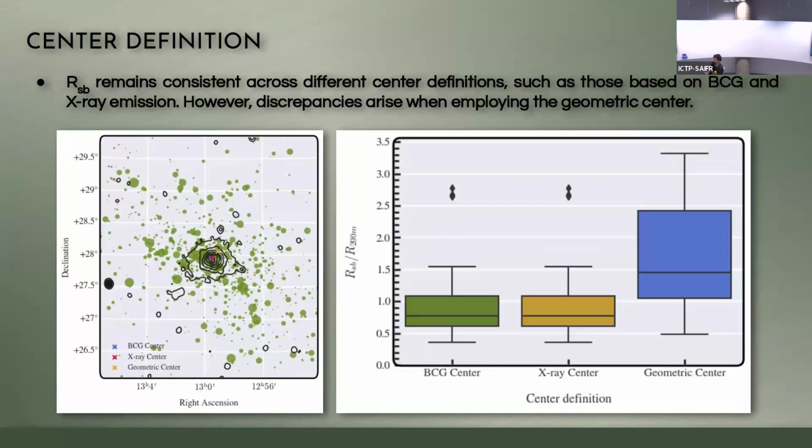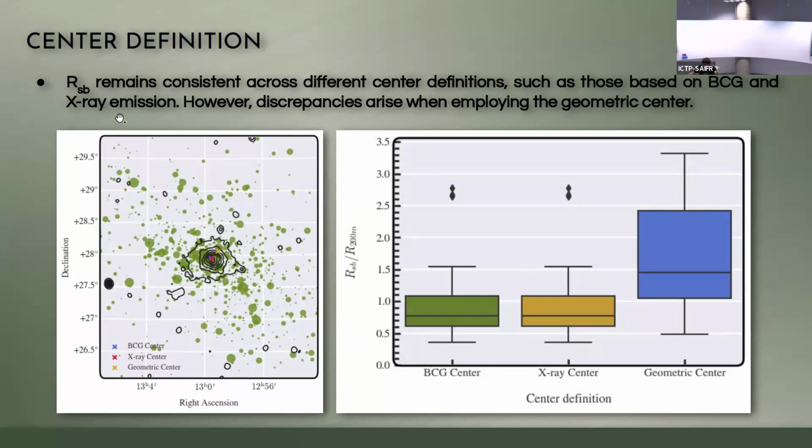Now the center definition. I have to define the center of the cluster, and we have a lot of different ways to do that. The first and most common is the BCG, the brightest cluster galaxy. We also have a geometric center: we can take a median or a mean of all positions of galaxies inside the cluster. And sometimes you have the X-ray emission, where you can define the point of maximum emission as the center.